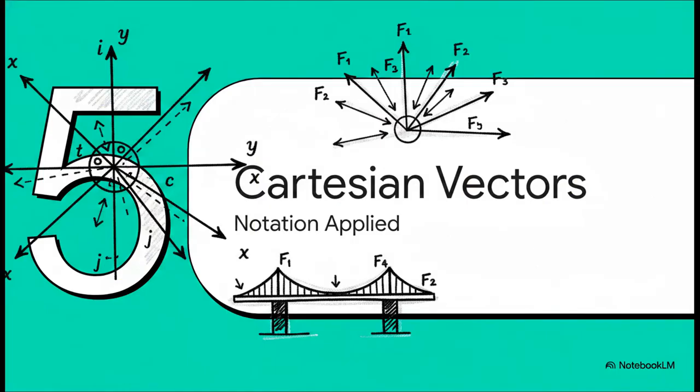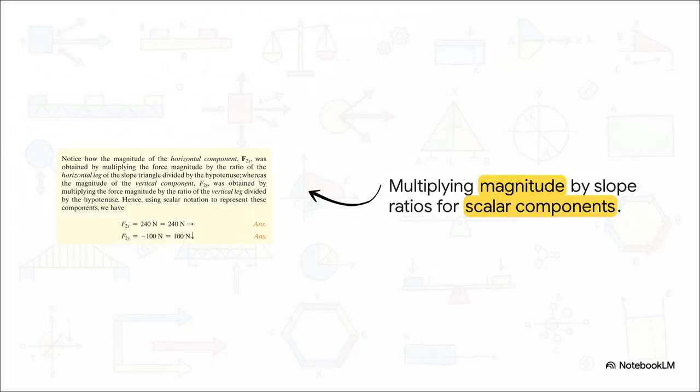Section 5. Cartesian vector notation applied. To wrap things up, let's look at an alternative mathematical approach. See, while sketching out parallelograms is awesome for visualizing two forces, it gets unbelievably messy the second you have three or more forces pulling on a single point. And that is exactly where Cartesian vector notation saves the day.